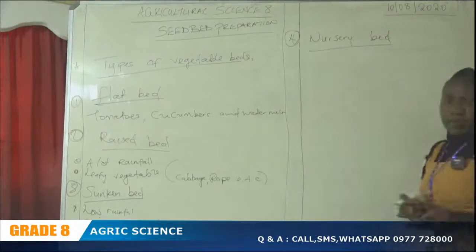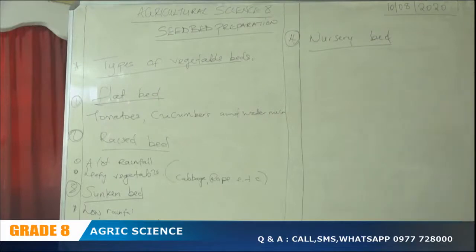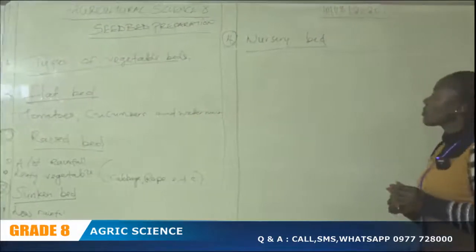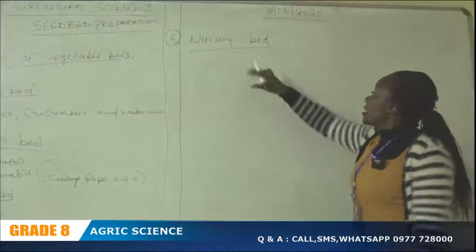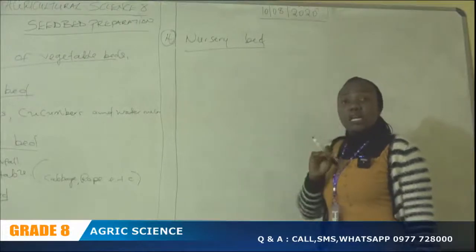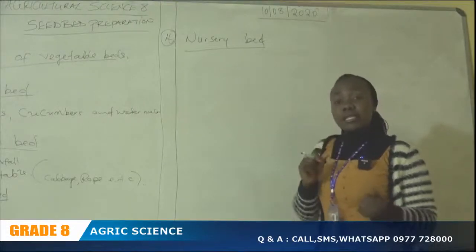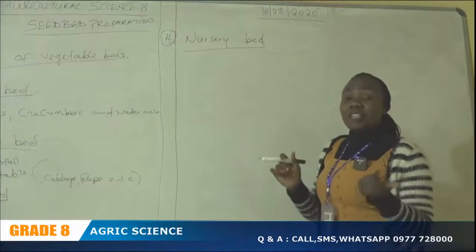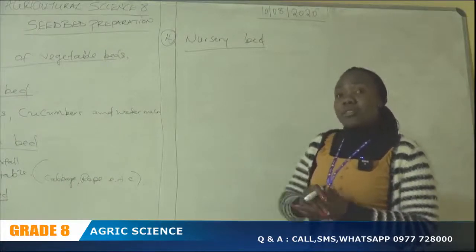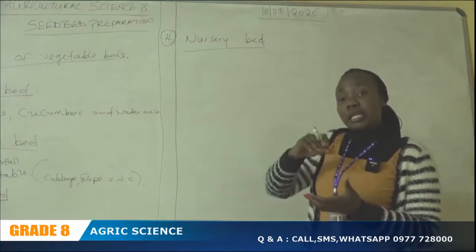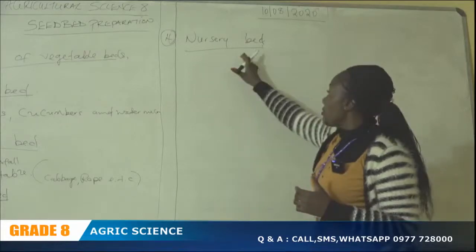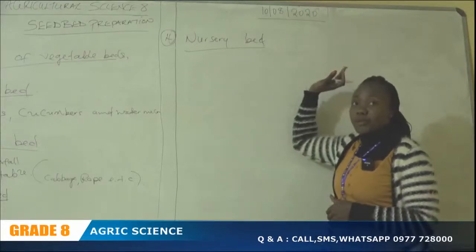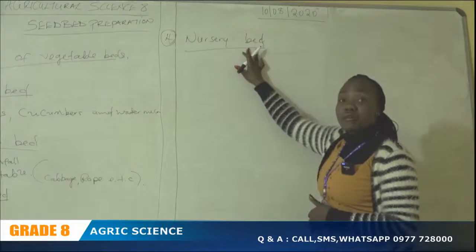Okay, so what is a nursery bed? A nursery bed is a bed where seeds are raised and taken care of. After they mature, they become seedlings that are transplanted from the nursery bed to their mother bed. So I'll define what a nursery bed is.